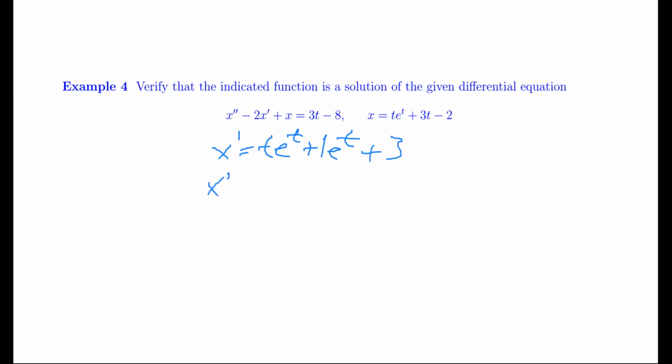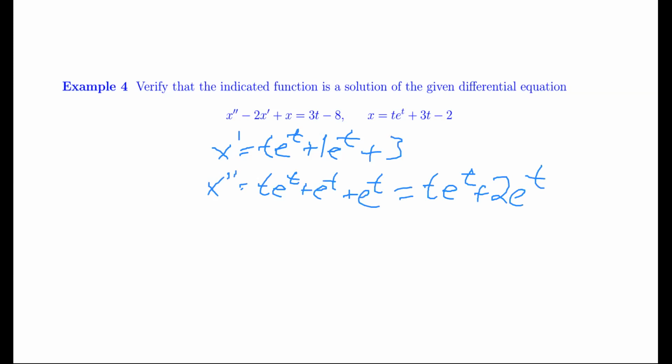X double prime. Well, this is the derivative of t e to the t again, which we've already done, so we can just rewrite that. And then we have the derivative of e to the t. And then we have the derivative of 3 is 0. And so this is equal to t e to the t plus 2e to the t.